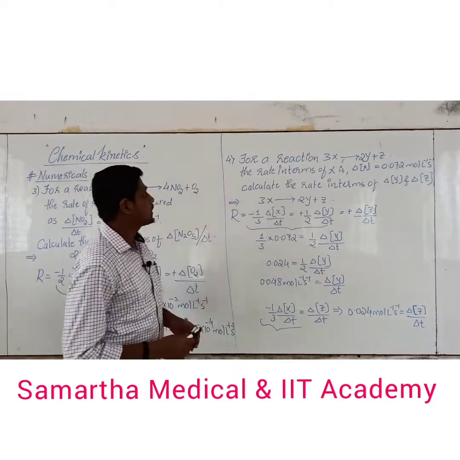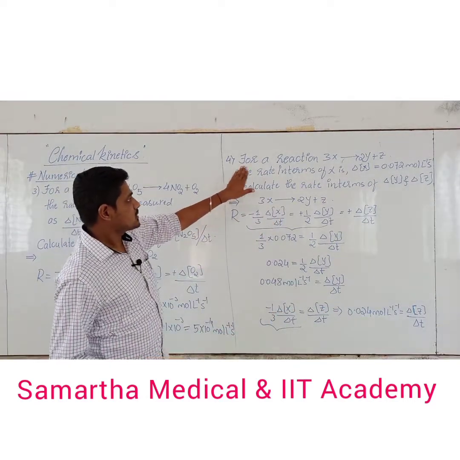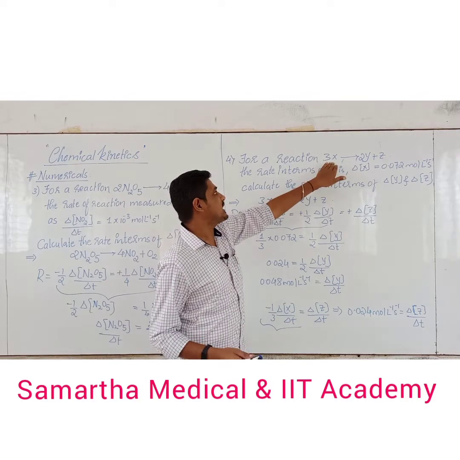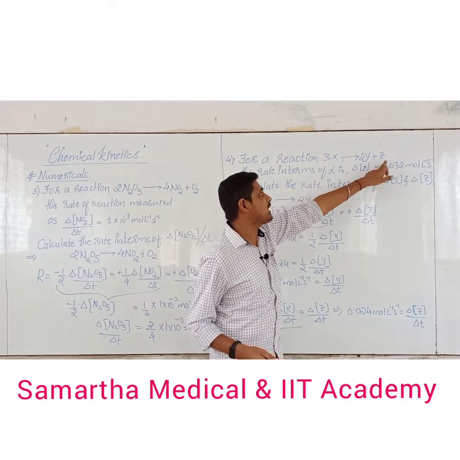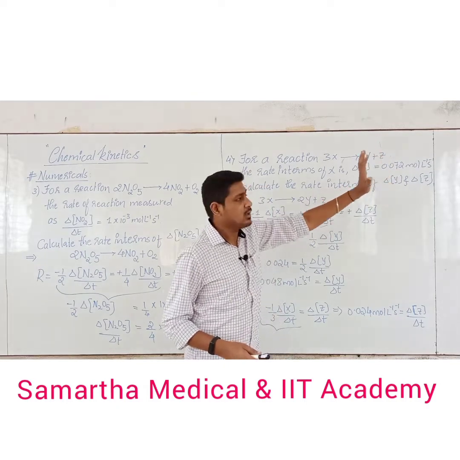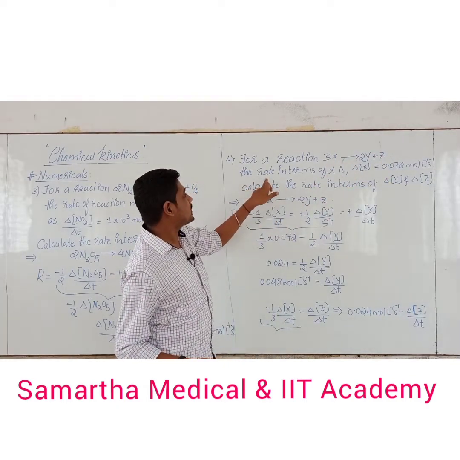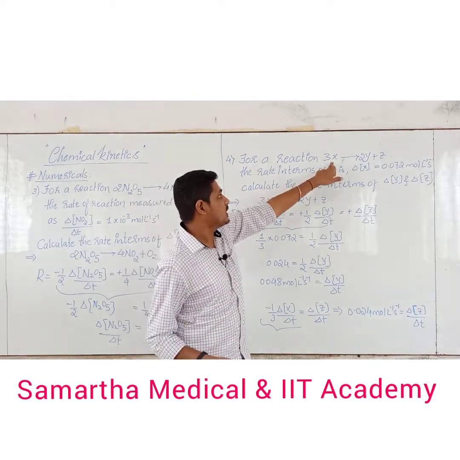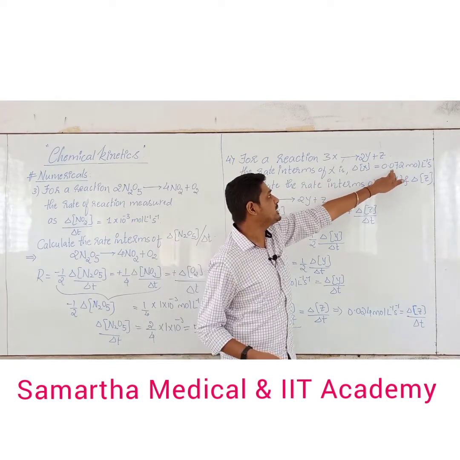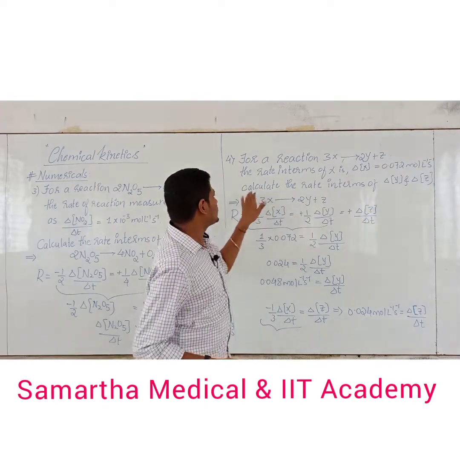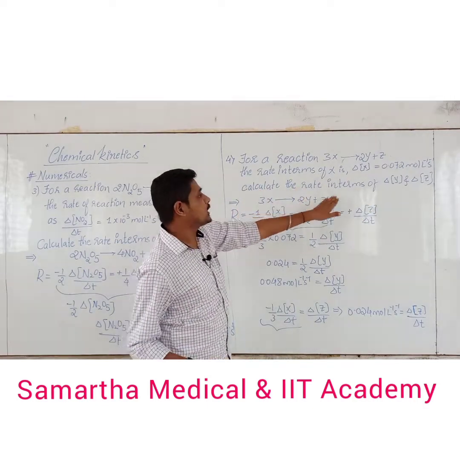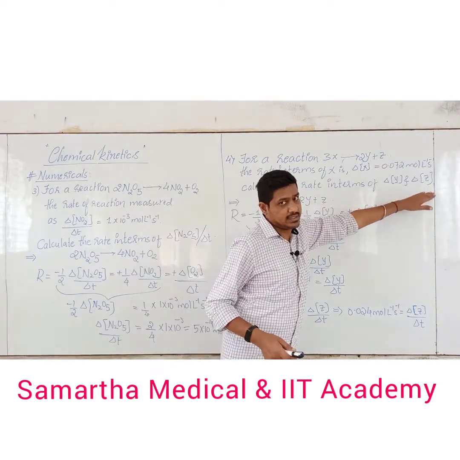See, for a reaction of the type what? 3X is decomposing, giving you what? 2 moles of Y and 1 mole of Z it is giving. Again, they have given the rate of the reaction in terms of X, and how much is the value? 0.072 moles per liter per second. Now they want you to calculate the rate in terms of Y and Z.